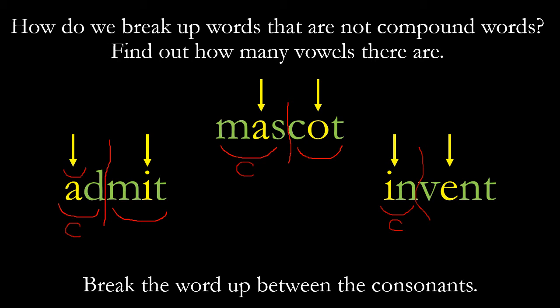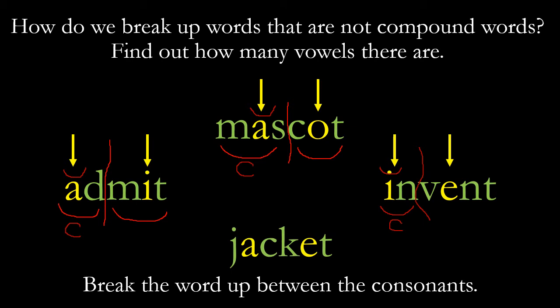Mascot. It's not "may-scot." We have a short A followed by an S. Invent. It's not "eye-nvent." It's a short I. Short I followed by an N. So that D in admit, it closes the door on the syllable. It closes the door on the A. That's why we call it closed, because the A is blocked.